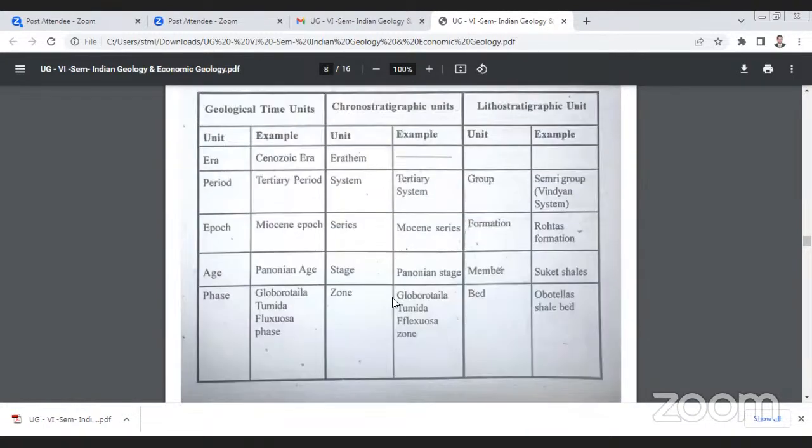Now the interrelationship. Era is divided into periods in the geological time units, period is divided into epochs, epoch into ages, and age into phases. For example: Cenozoic era, Tertiary period, Miocene epoch, Pannonian age, and Globorotalia tumida phase. These are the best examples for the geological time units.